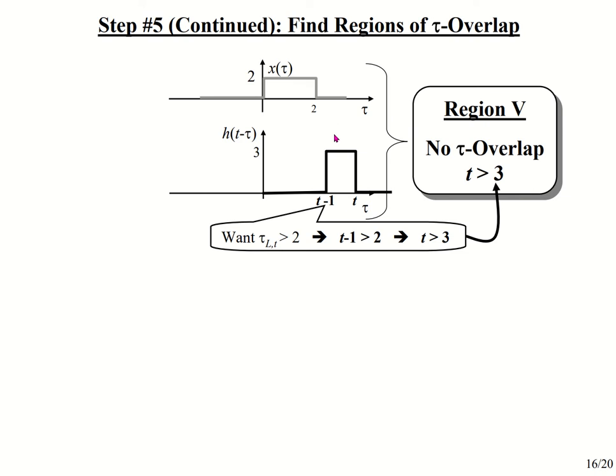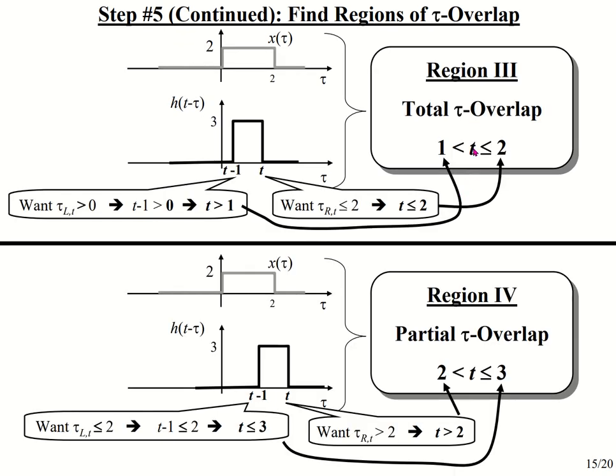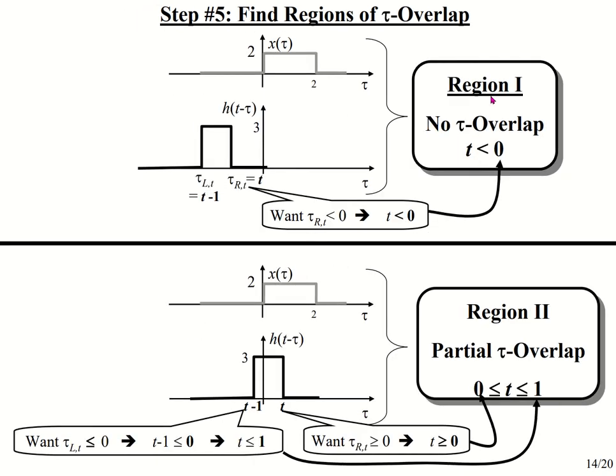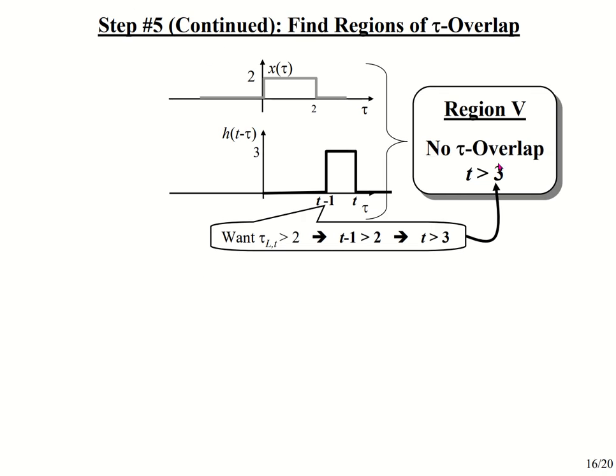And the final case is when there will be no overlapping between these two signals, and this is going to happen when time is greater than 3. So these are in fact 5 cases, 5 situations: situation 1, 2, 3, 4, and 5. Now we'll try to use these situations to evaluate the final output.